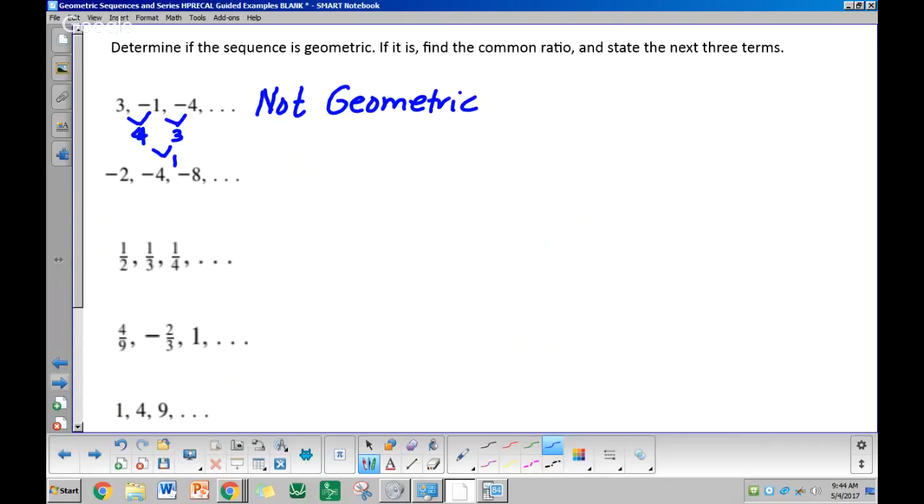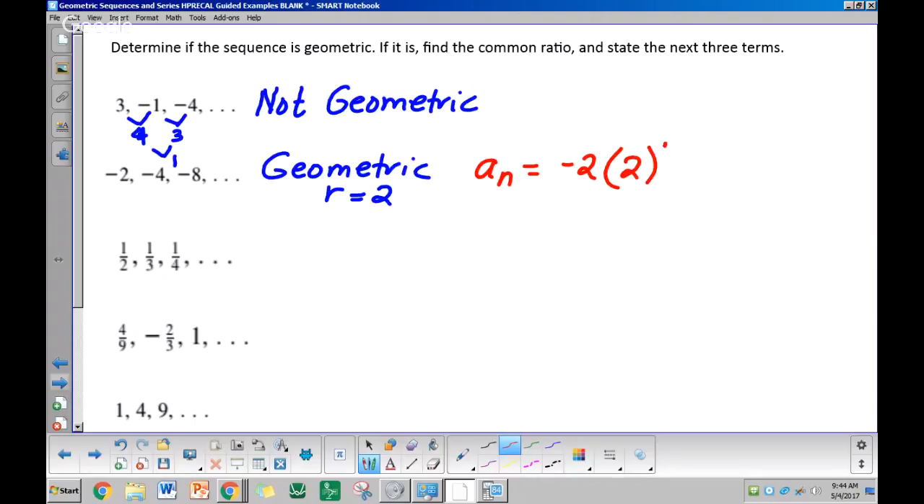All right, what about this next one? Geometric for sure. And what is r? 2. It's 2. Good, now if I wanted to write its general term, or general formula for the nth term, it would be a sub 1, which is -2, times 2 to the n minus 1.